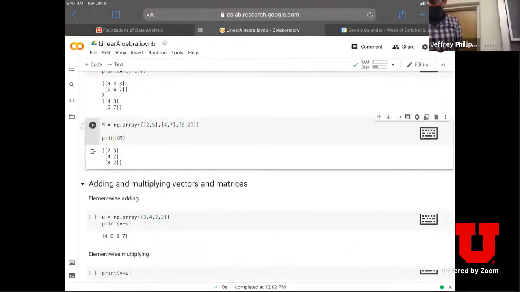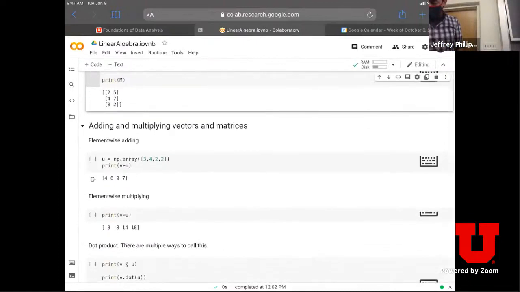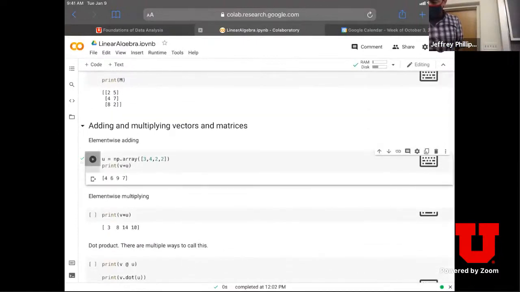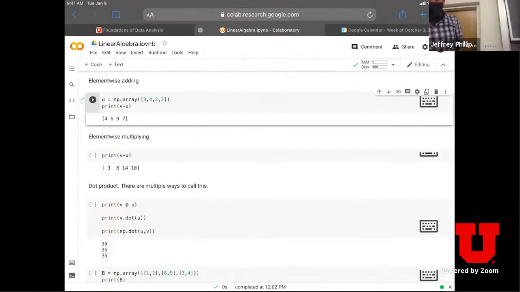All right, this is another matrix. So I can create another array U and I can add them. You add them by just doing a plus, right? So this is pretty easy. I can just write a plus and it automatically adds together the two arrays. It internally is doing the for loop and all that for me.